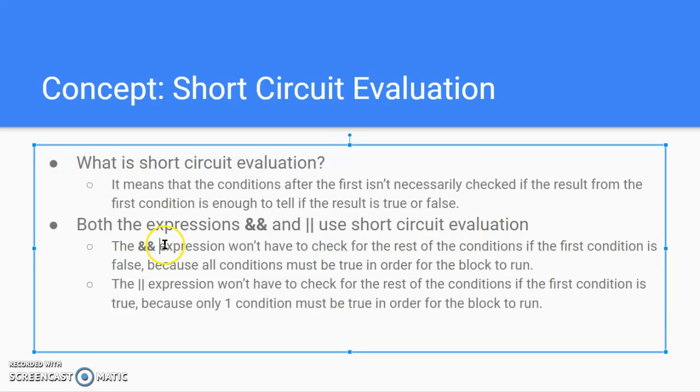In the AND expression, it won't have to check the rest of the conditions if the first condition is false, because all of the conditions must be true in order for the block to run. In the OR expression, it won't have to check for the rest of the conditions if the first condition is true, because only one condition must be true in order for the block to run. And that about wraps it up for the rest of this video.